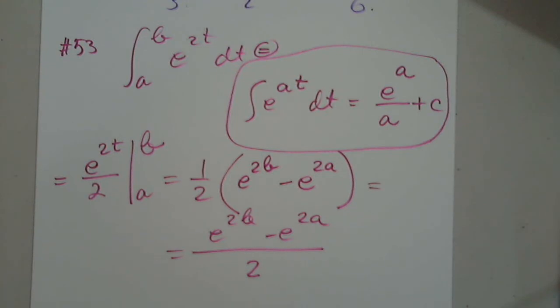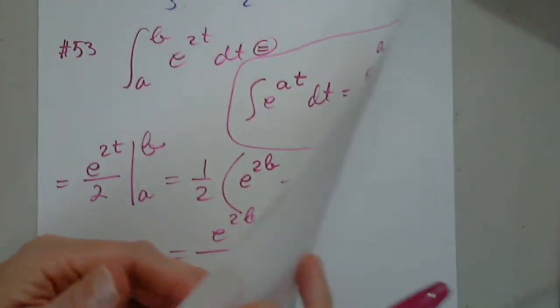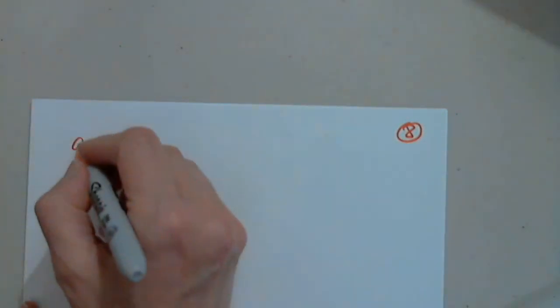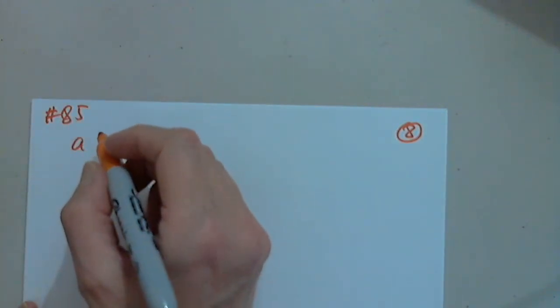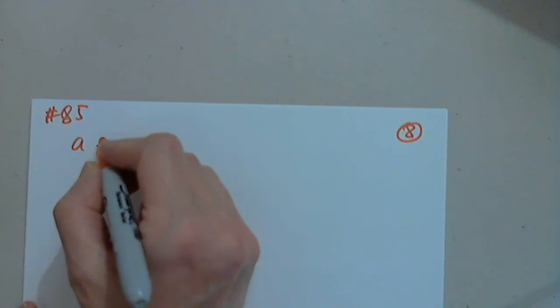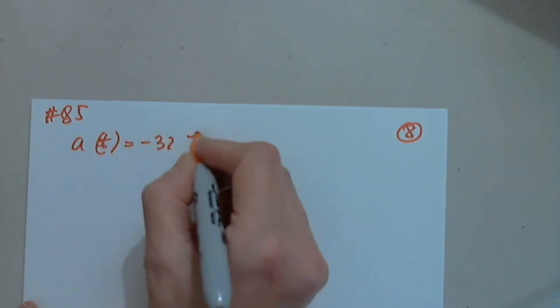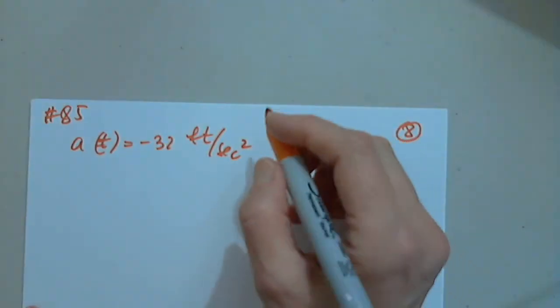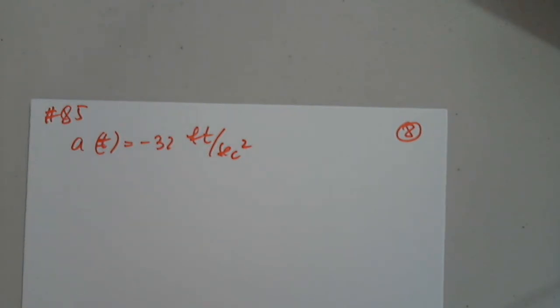Okay, we're given the acceleration and the velocity, and we're asked to find the distance. Interesting. Can we do 85? Yes, where is it? Distance. Okay, 85, good pick. Let's take a look. So in 85 we have the acceleration, a of t, of course, is negative 32 feet per second squared, correct? We are given v naught.